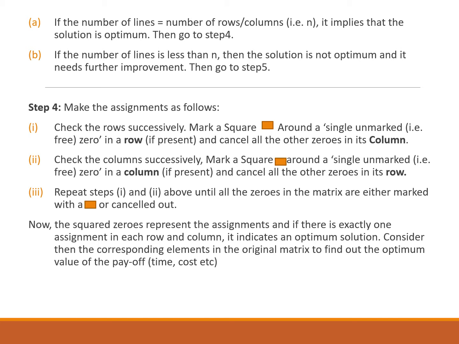Now the square zeros represent the assignment, and if there is exactly one assignment in each row and column, it indicates an optimum solution. Consider then the corresponding elements in the original matrix to find out the optimum value of the payoff, time and cost, etc.